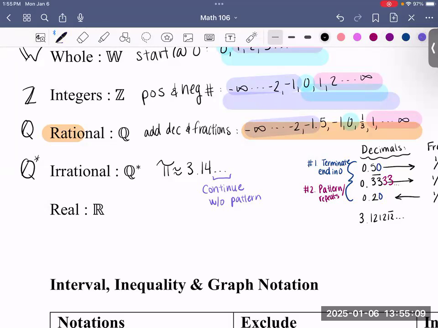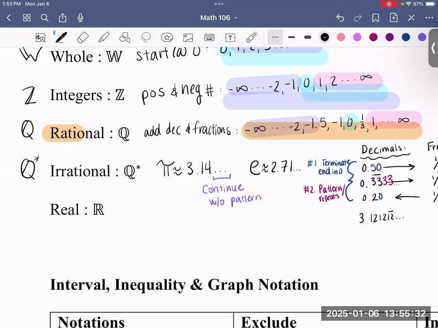Another one, E, is pretty famous. E is 2.71 dot, dot, dot. Again, the dot, dot, dot is continuous. And we'll talk all about E in chapters 4 and 5. So if you don't know what E is, that's okay. But again, it's going to be continuous without pattern.